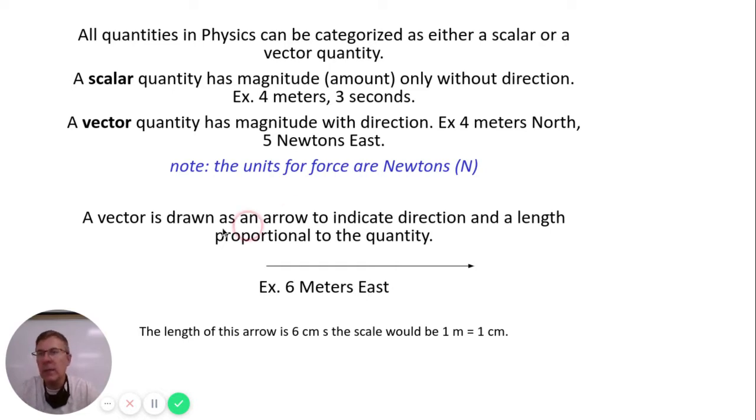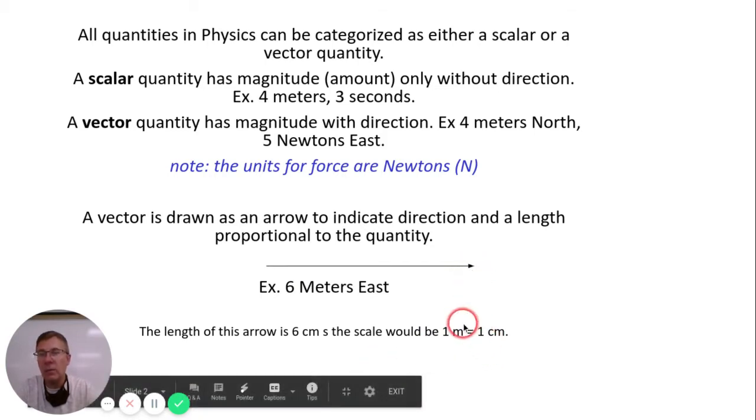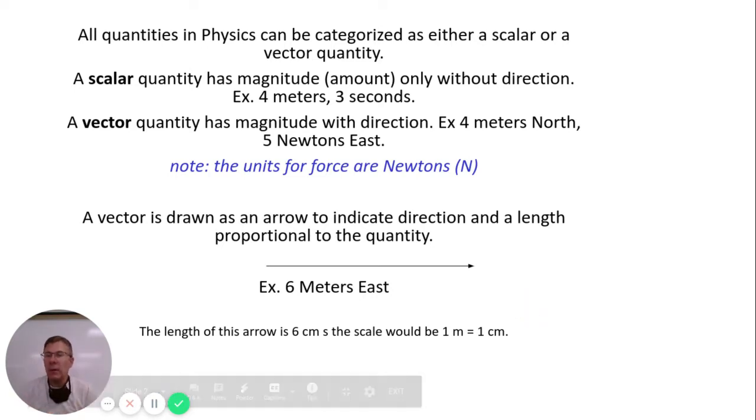So if it has a direction, even if it's up, down, left, right, it's a vector. A vector is drawn as an arrow to indicate direction and a length proportional to the quantity. So if I said we're going to go 6 meters east, I would have this arrow be 6 centimeters long, and I would have a scale of 1 meter equals 1 centimeter. If you draw the arrows correctly, you'll have a graphical representation to scale. Longer arrow, longer distance.